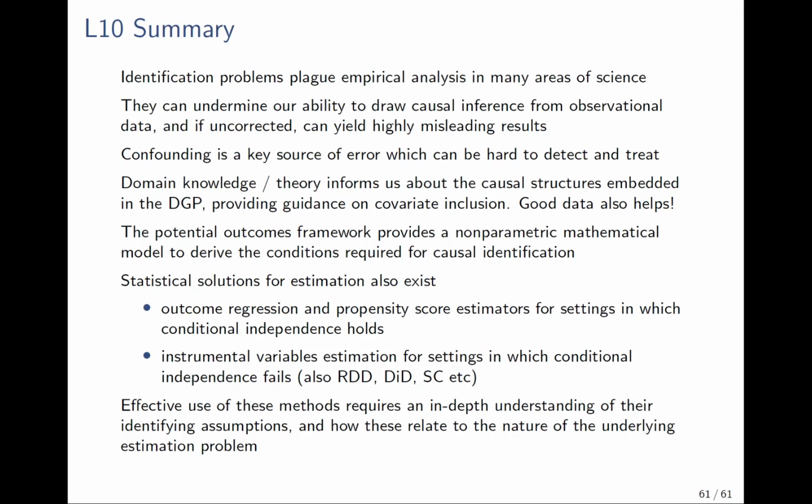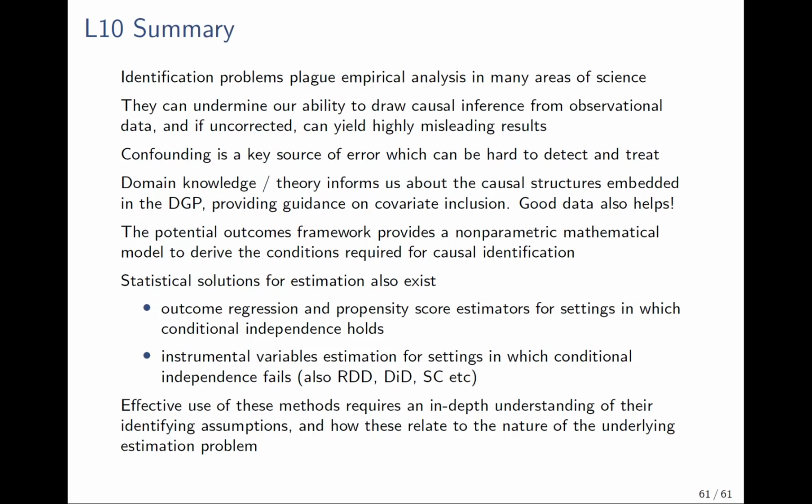The potential outcomes framework provides a non-parametric mathematical model that allows us to derive the conditions required for causal identification. And what it's said is that there's a thing called the conditional independence assumption. It really just says that we have to adjust for confounding influences. That's how we achieve identification.